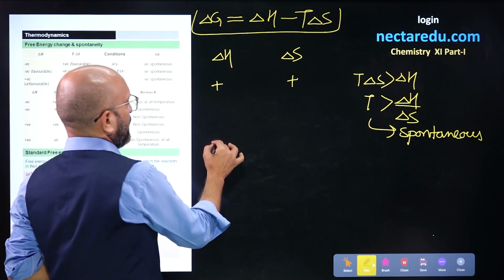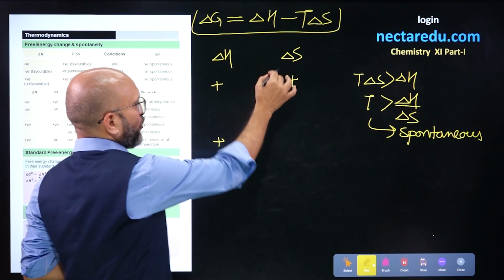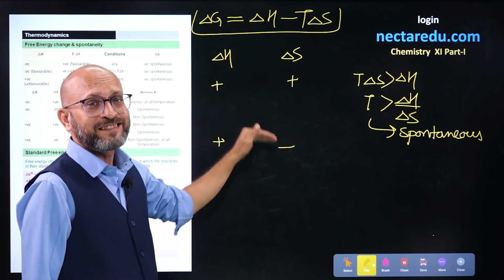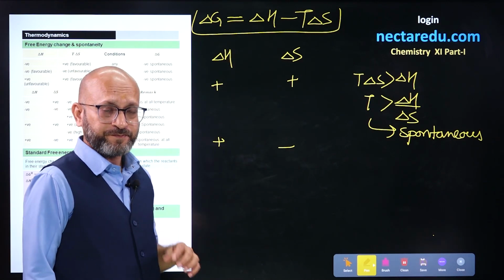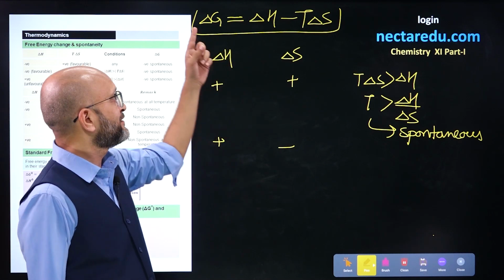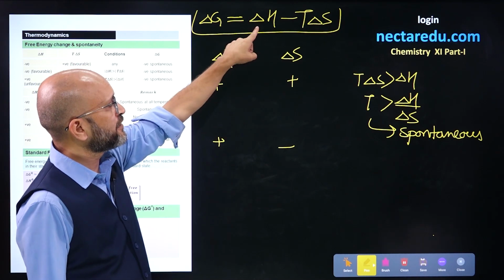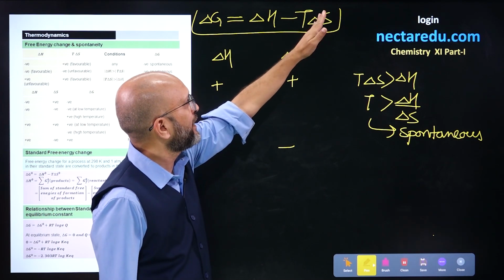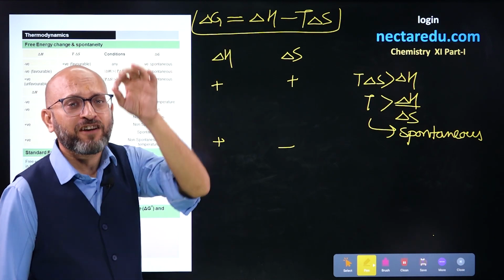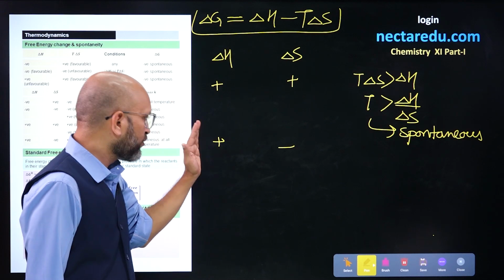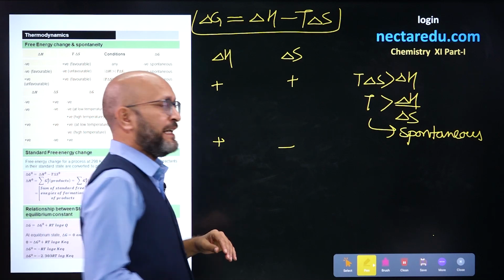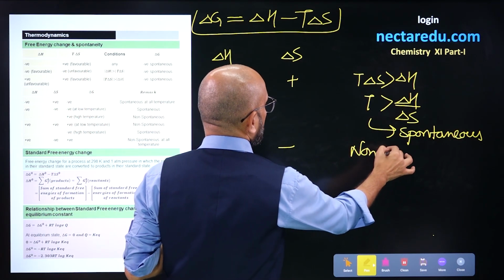Next, if you have enthalpy change positive and entropy change negative, that means the process is endothermic and entropy is decreasing. Delta S negative means entropy is decreasing. Now, how can we say it is spontaneous or non-spontaneous? Check the value of delta G. Delta H is positive, and delta S is negative. So negative into negative will be positive. So this term is positive, this is positive. So delta G can never be negative. That means if an endothermic process has decreasing entropy change, then it will be a non-spontaneous process always.